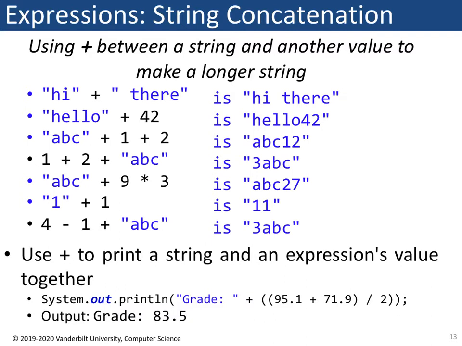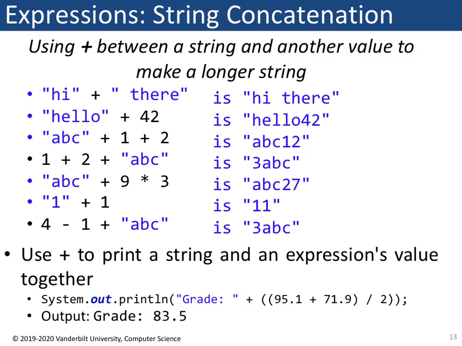In the situation below, we have "ABC" plus 1 plus 2. So we have 2 pluses, in which case both have equal precedence. We evaluate left to right. So we have "ABC" plus 1. This will evaluate to the string "ABC1". Then we have the string "ABC1" plus integer 2. The resultant is the string "ABC12".